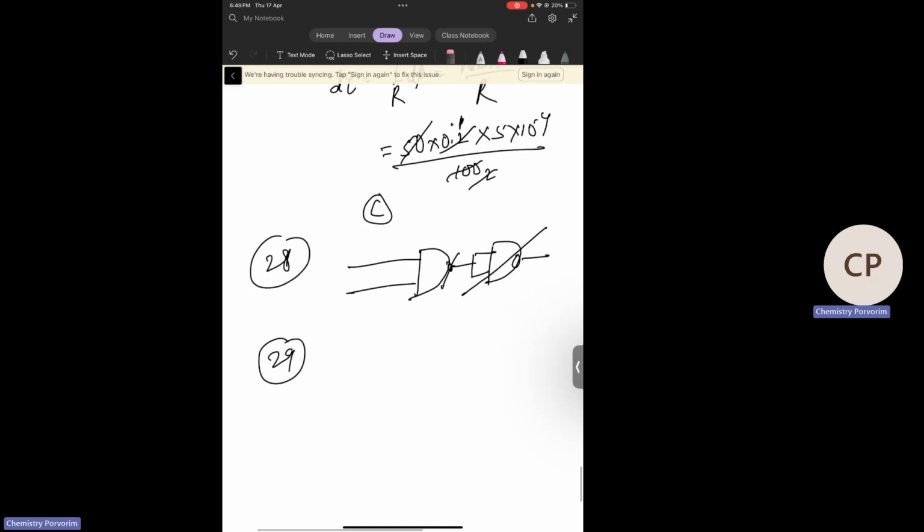29. A ray of light passes normally through a slab of refractive index mu and thickness 500 mm. Speed of light in vacuum is C, then time taken by the ray to cross the slab. So T is equal to distance upon speed V. Distance is 500 mm, upon speed is C by mu. 3 into 10 raised to 8, into mu is 3 by 2.